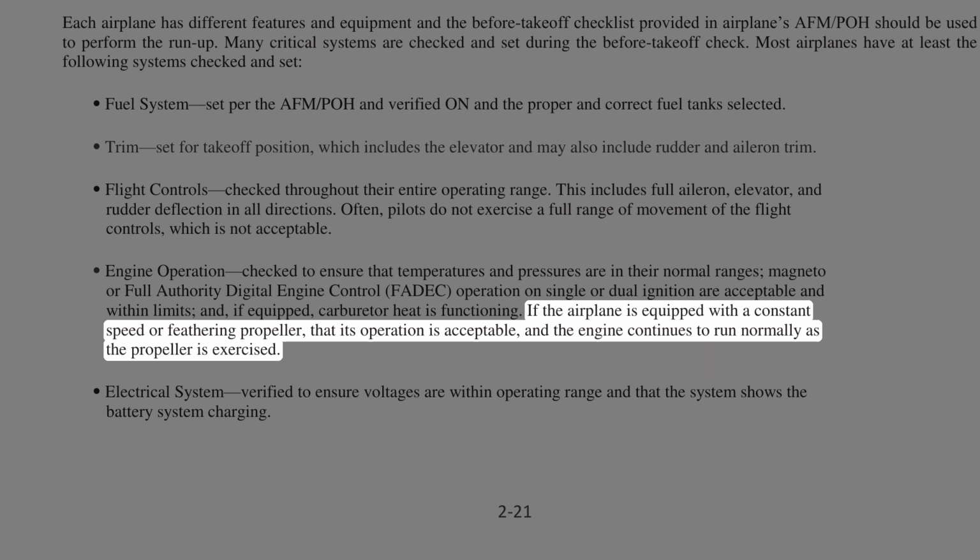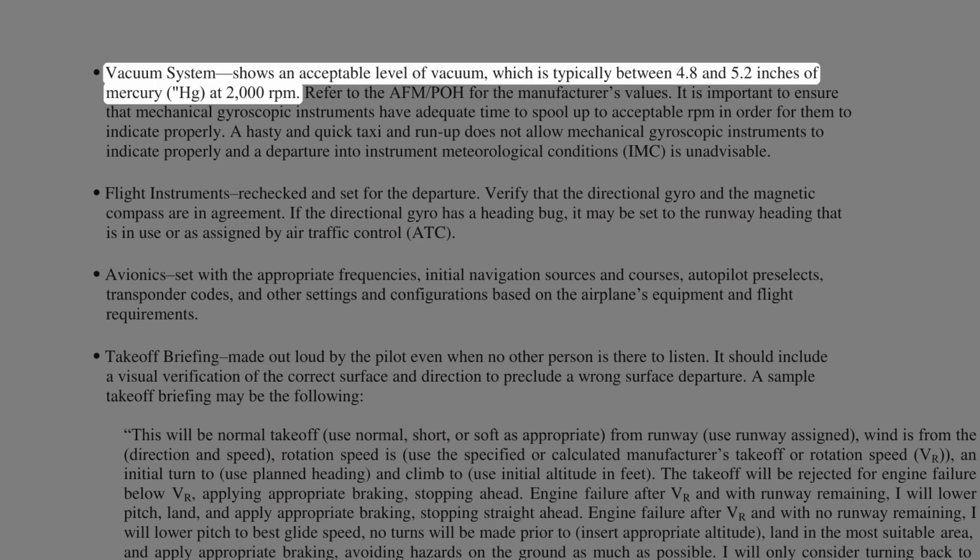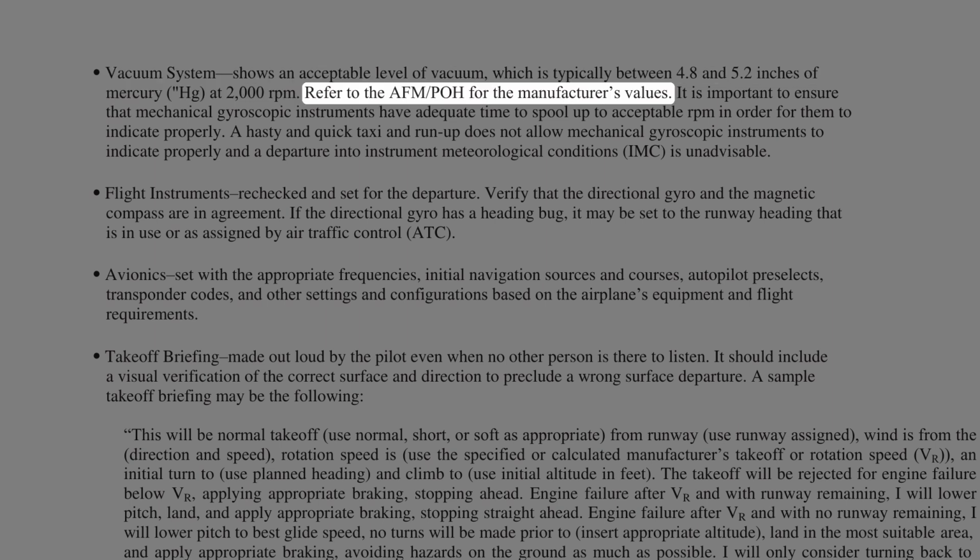If the airplane is equipped with a constant speed or feathering propeller, that its operation is acceptable, and the engine continues to run normally as the propeller is exercised. Electrical system, verified to ensure voltages are within operating range and that the system shows the battery system charging. Vacuum system, shows an acceptable level of vacuum, which is typically between 4.8 and 5.2 inches of mercury, Hg, at 2000 revolutions per minute. Refer to the AFM, POH for the manufacturer's values.